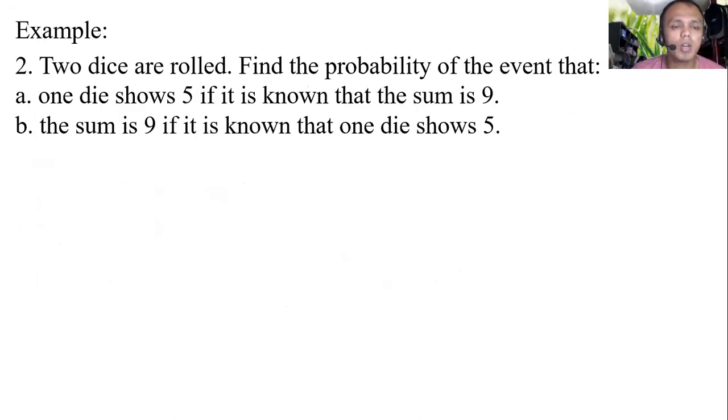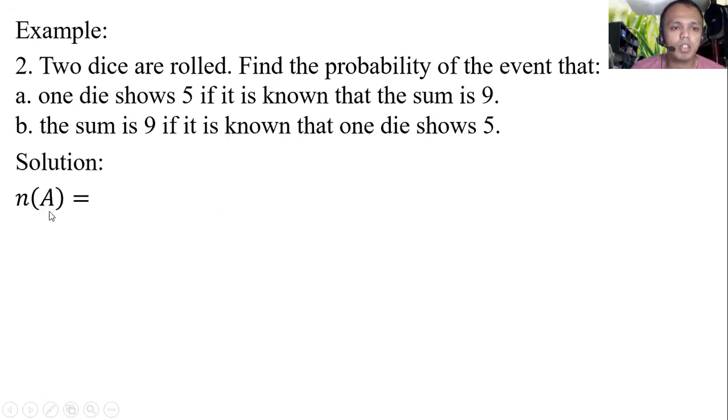Okay? Another one. Two dice are rolled. Find the probability of the event that, first, one die shows 5 if it is known that the sum is 9. The second one, the sum is 9 if it is known that one die shows 5. Okay? So dalawang conditional probability dito. Unahin natin yung letter A.